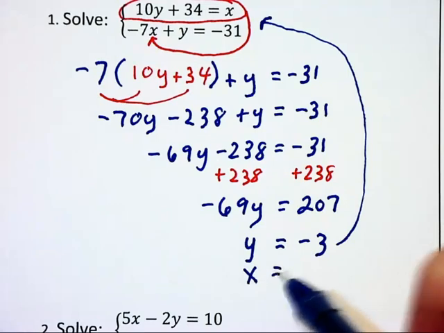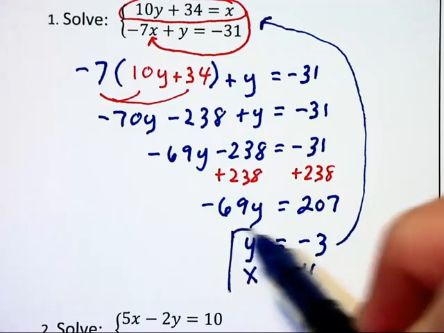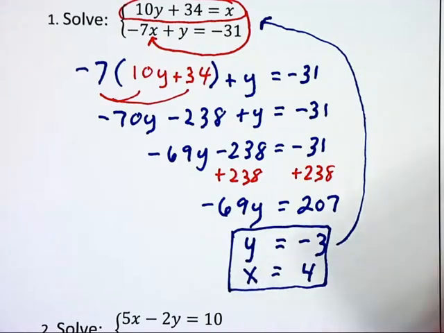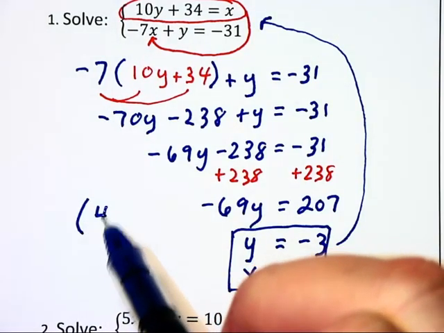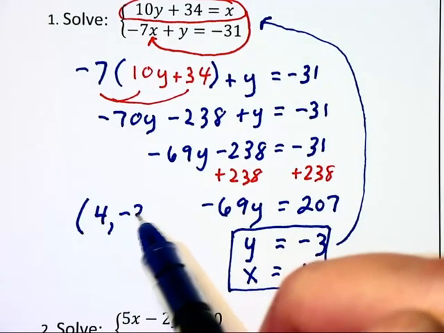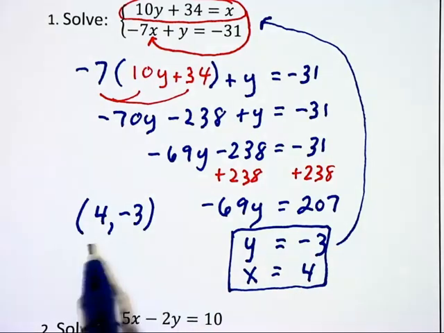Now some people like to write their solutions this way and just identify what x and y are. But technically, when you're finding the solution to a system, you are finding the point where those two lines intersect. So it is actually more correct to write this solution set as an ordered pair.